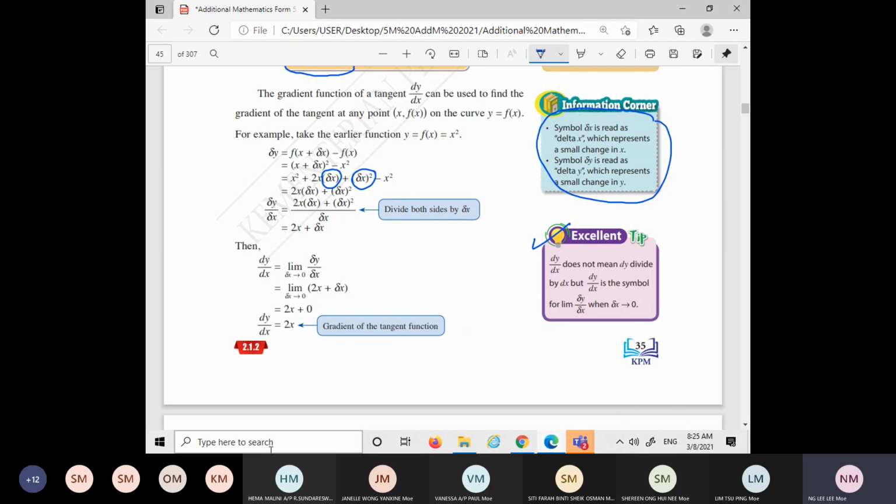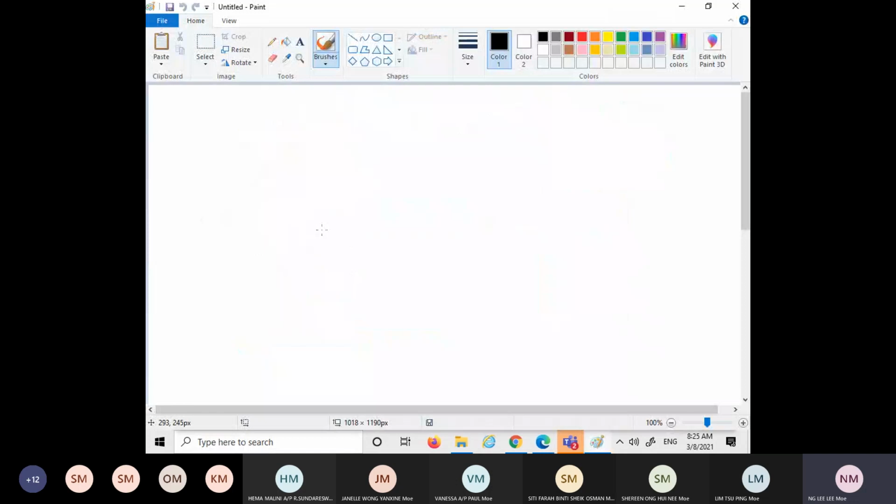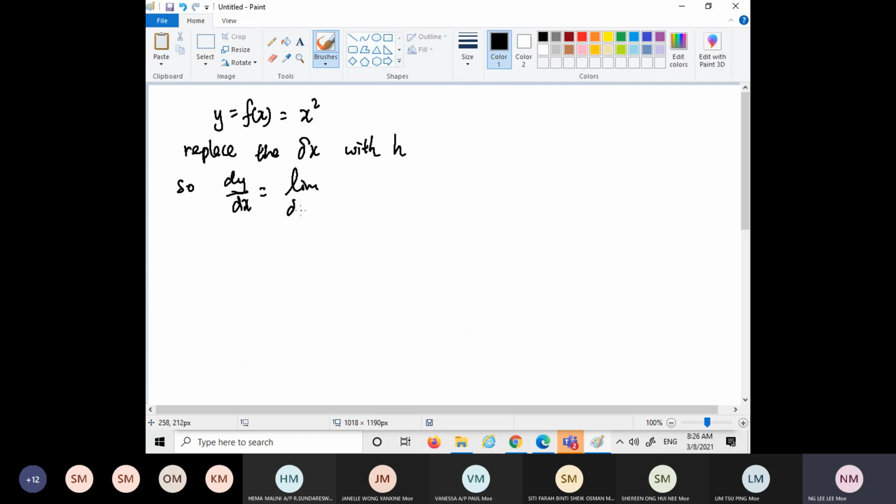I'm using another page. Let us start with this. y is equal to f(x), is equal to x squared. This is the function. What I'm going to do is, when you see your textbook, the del x, I'm going to replace it with h. So dy/dx is the limit as del x approaches 0, correct or not? I don't want to write del x, instead of del x, I write h.